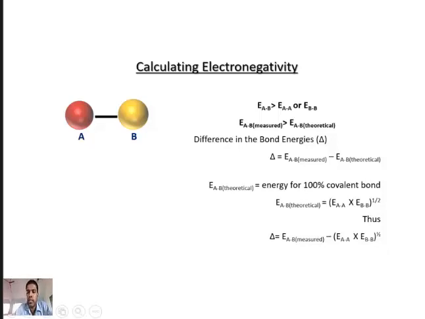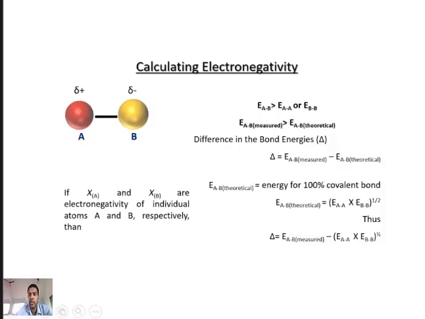The theoretical bond energy, that is the bond energy for 100% covalency, can be calculated by the following formula. Bond energy of AB theoretical is equal to the square root of the bond energy of the AA bond multiplied by the bond energy of the BB bond. In reality, when there are two different atoms of different elements, the force by which they attract electrons should differ, and this develops a partial positive and negative charge on the atoms which share a covalent bond.